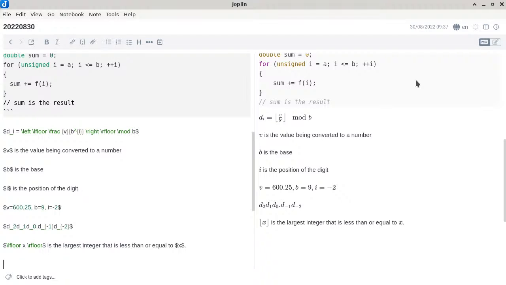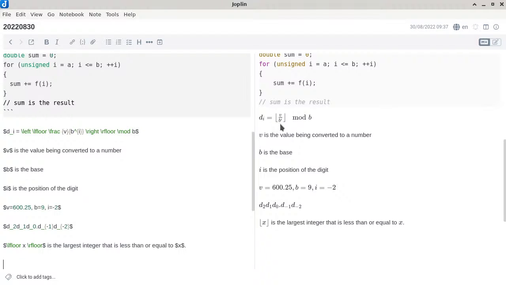Negative? No. It's negative 2. Very good. Because it has to be the largest integer that is less than or equal to x. Negative 2 is less than or equal to negative 1.5, but not negative 1. Is that okay? Now, so that's how floor works.